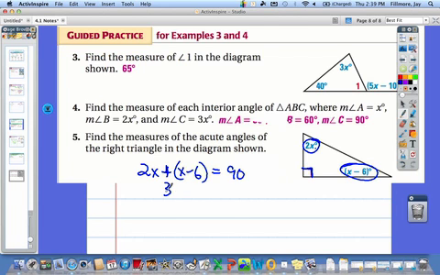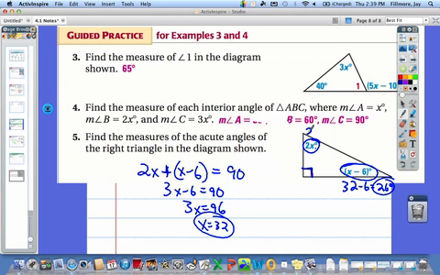Combining like terms, 3x minus 6 equals 90. I'll add 6 to both sides, so 3x equals 96. That means that x should equal 32. I'm not asked to find x, I'm asked to find the measure of each angle. So here, 32 minus 6, I end up with 26 as my answer.